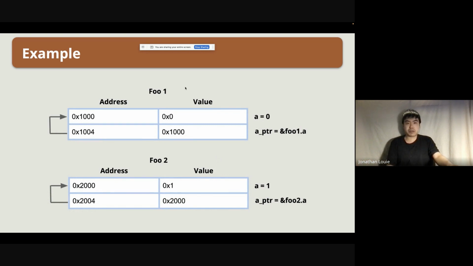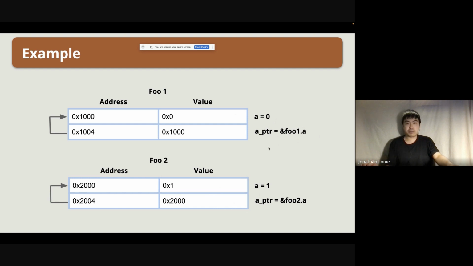In our example here, we're going to create two Foos, foo1 and foo2, and set their fields to the corresponding values. We've got a equal to 0, and in this case, the pointer is going to point to foo1.a. So this is a self-referential struct, right? Foo1 has a pointer to itself. And same here with foo2, but instead of a 0, we're going to set a to 1.